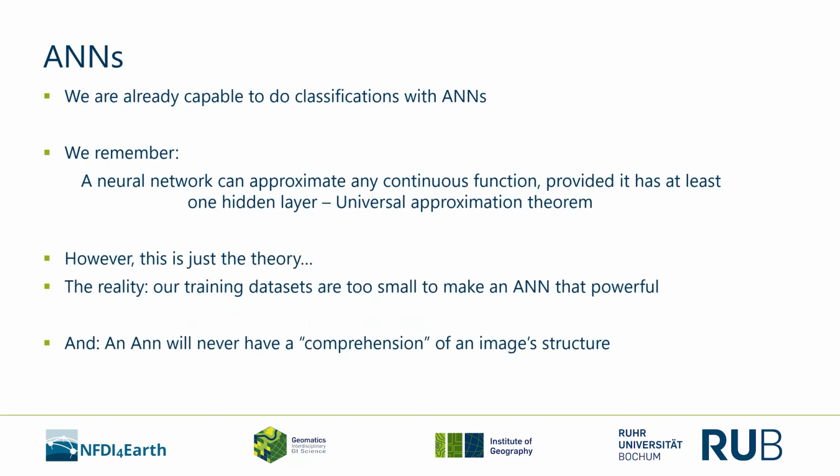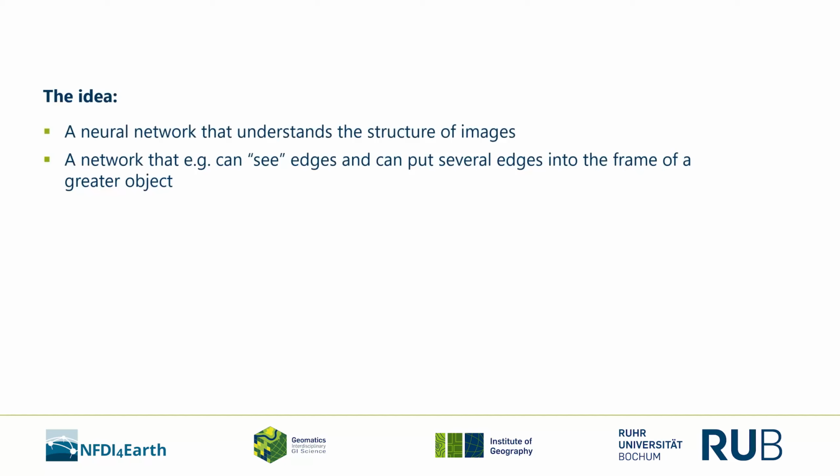But it will be very hard to create a perfect model, because we usually do not have enough training data, and an ANN will never be able to develop something like a comprehension for an image, as we would always have to destroy the dimensionality of the image. So it would be nice to have a network that can use the 2 respectively 3 dimensions of an image to get some kind of understanding for what is depicted.